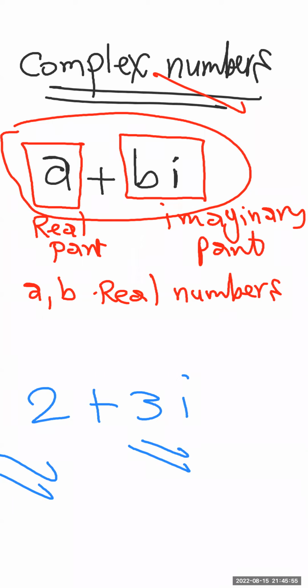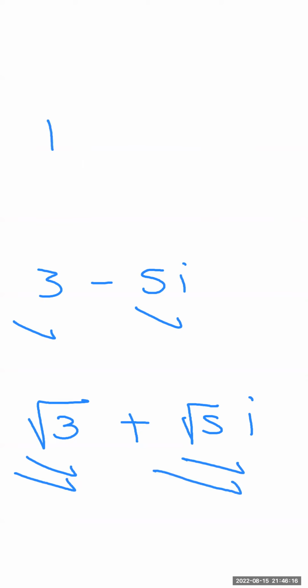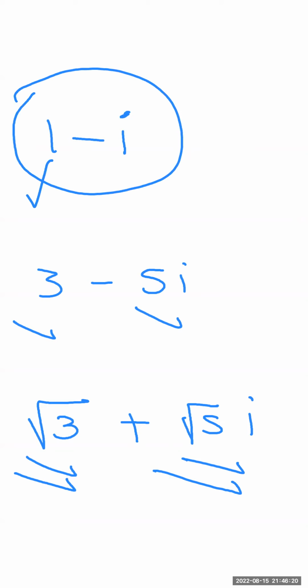Okay. 3 minus 5i, complex number, real part, imaginary part. Square root of 3 plus square root of 5i, real part, imaginary part. Okay, guys, are we clear till this point? 1 minus I, complex number, real part, imaginary part. Okay? Any questions? No.